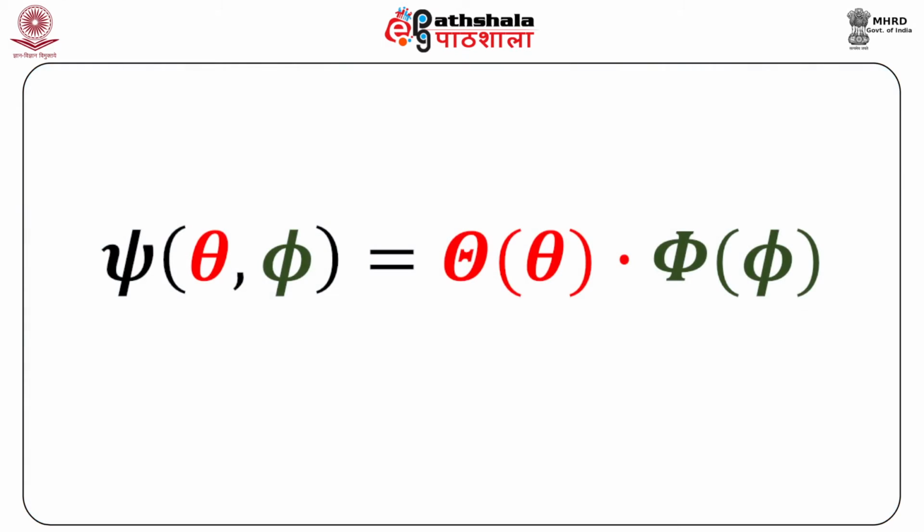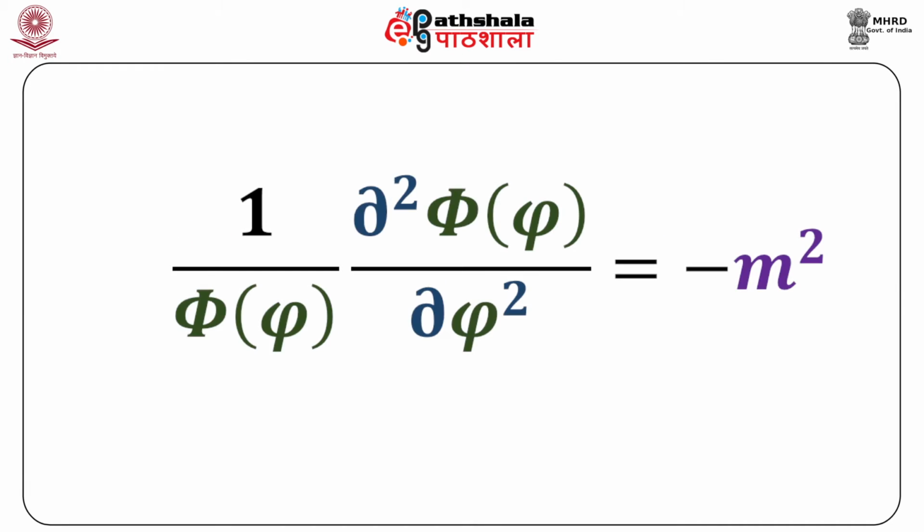As we have already seen, the total wave function for a rigid rotator in terms of the polar coordinates theta and phi can be written as the product of Θ(θ) and Φ(φ). And we have also seen that the Schrödinger equation can be split into two equations. One was the phi equation, which is 1 upon Φ(φ), d²Φ(φ) upon dφ² is equal to minus m².